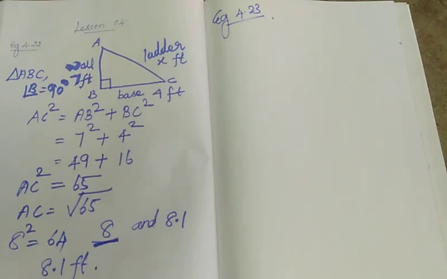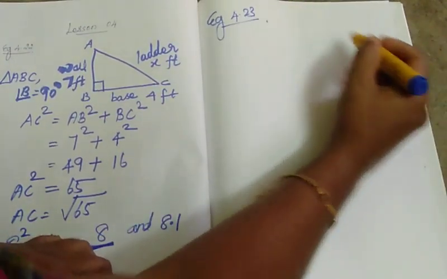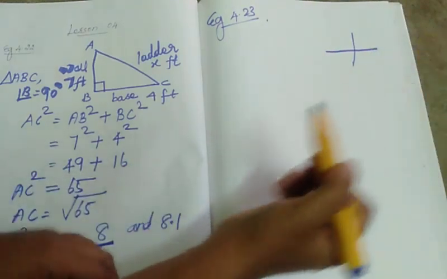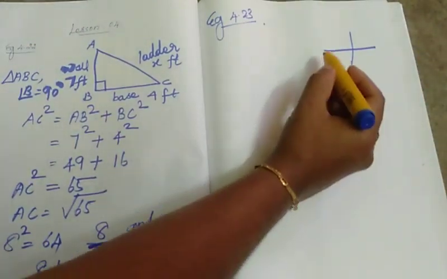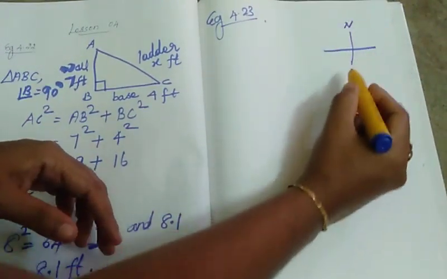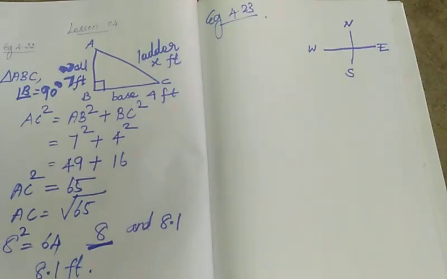So two planes are moving from the same airport in different directions. Hope you all know the directions: north, south, west and east, right? So now the aeroplane is moving. First, where is it moving?